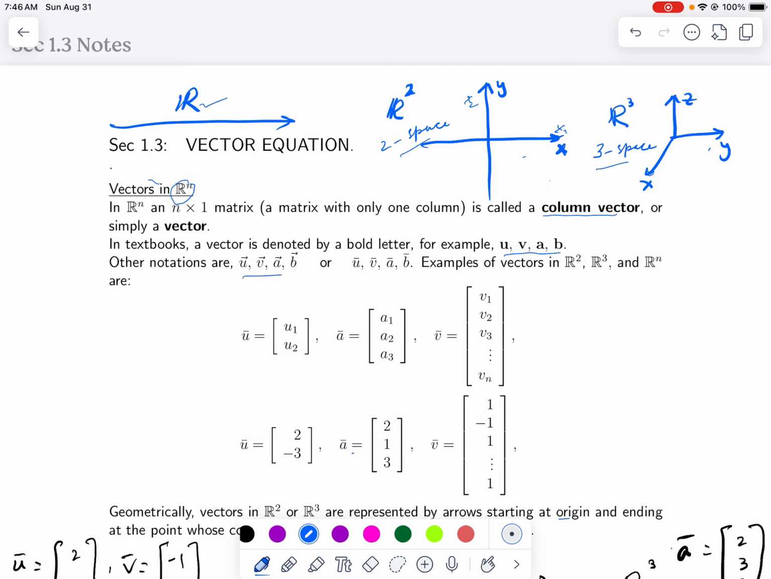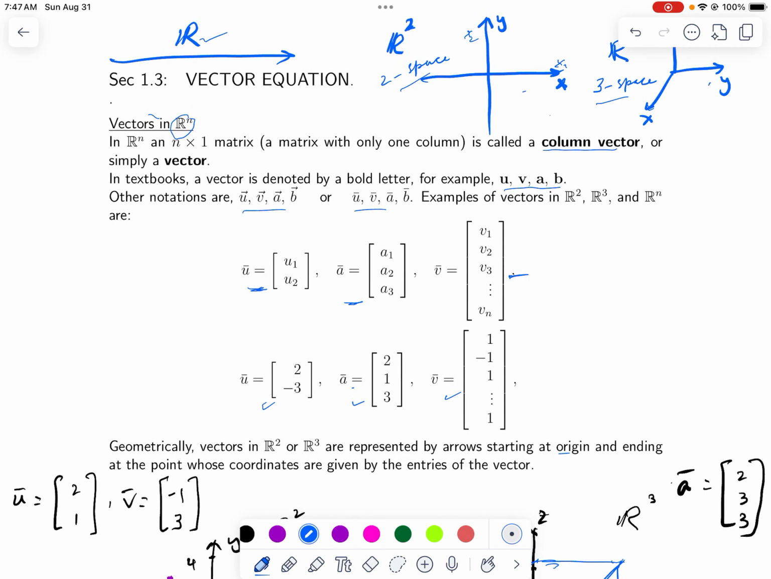So we can use one of these notations, where we have an arrow on the top or a bar on the top. If we don't put an arrow or a bar, it is not clear whether we are talking about a number or a vector. So it's important that you put a bar or an arrow on top of the vector. The vectors in R2 will look like this. Vectors in R3 will look like this, and a vector in Rn, of any dimension n, will look like that. Here is another example with real numbers in there.